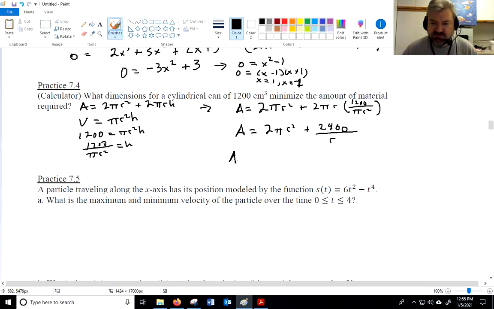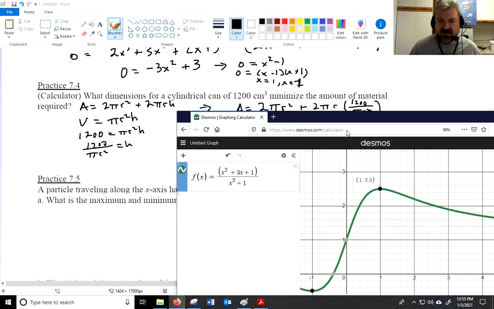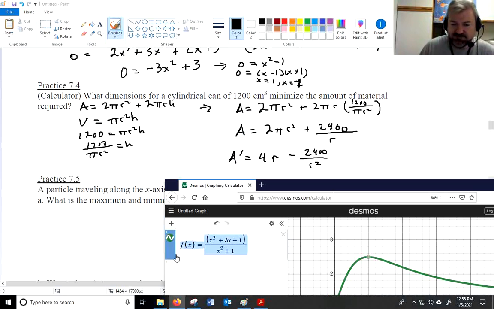So what I want to do is find the derivative and then solve the derivative equal to 0. If you have a calculator to take a derivative algebraically, go ahead and do that, or just do it by yourself. 2 and pi are constants, so this is just 4r. And then that becomes a minus 2400 over r squared, since that's 2400 times r to the negative 1. All right, this is actually not that hard to solve algebraically by hand. You could graph it and solve where it crosses the x-axis. However you want to do that, I'll go ahead and do it graphically this time.